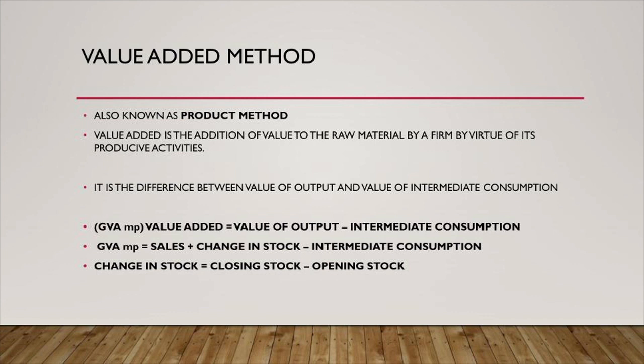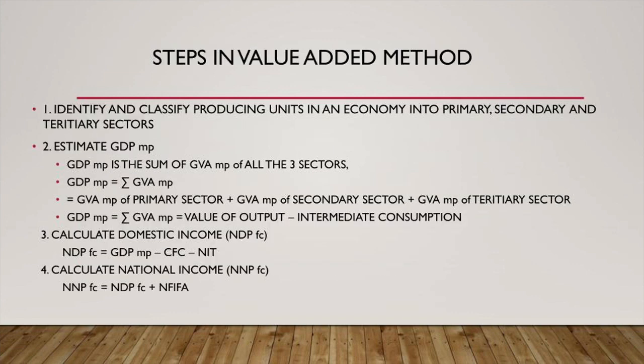In the absence of value of output, we have to make use of sales and change in stock to get value of output. Hence, GVMP is equal to sales plus change in stock minus intermediate consumption. You know that change in stock is the difference between closing stock and opening stock. What are the steps in computing national income using value added method?